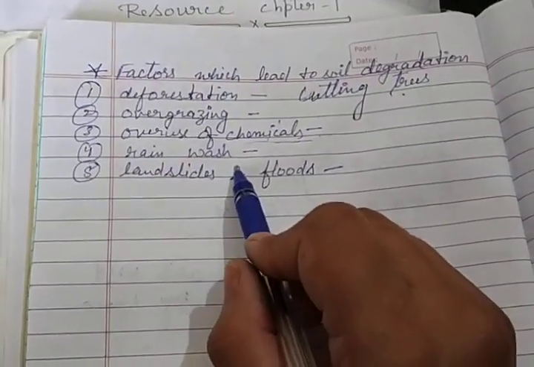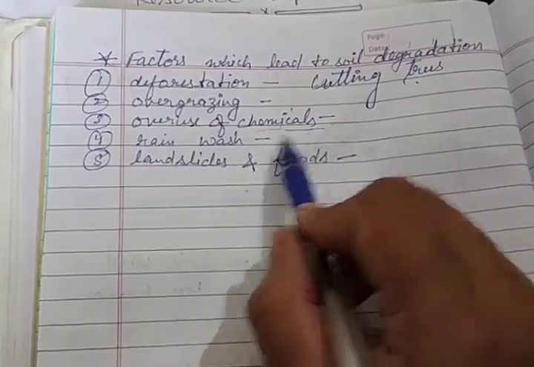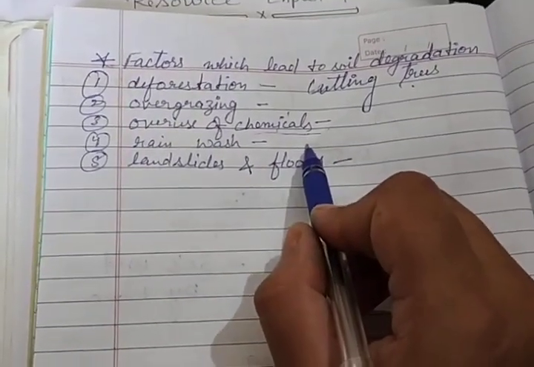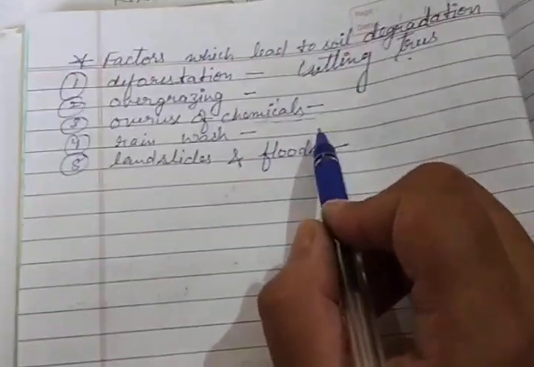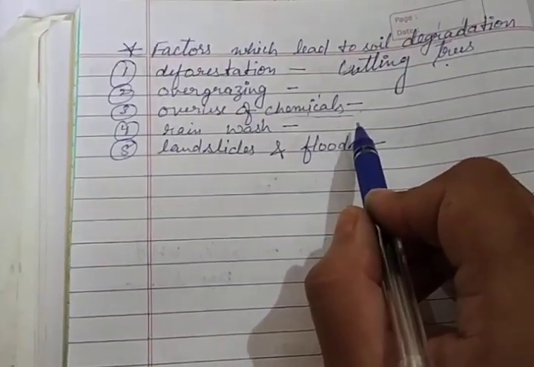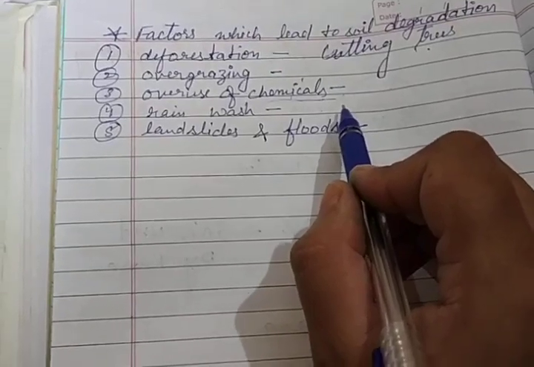Fourth is rain wash. You can consider that if there is heavy rain, or continuous rain for many days, it will surely cause soil erosion, and that again causes soil degradation.